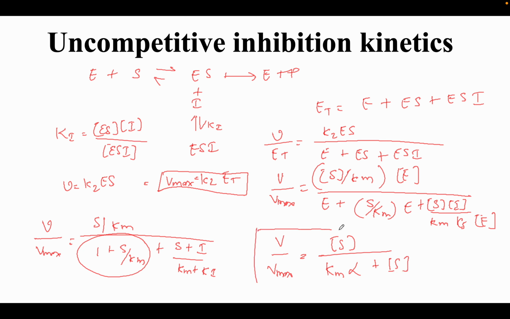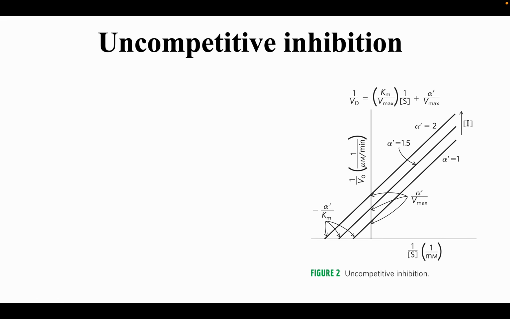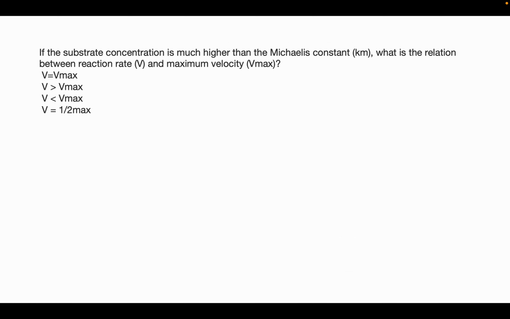So this is the kinetics for uncompetitive inhibitor, and this is how the Lineweaver-Burk plot will look like for the uncompetitive inhibitor. So both Km, so here Km is decreasing and Vmax, as you can see, Vmax is also decreasing. Okay.